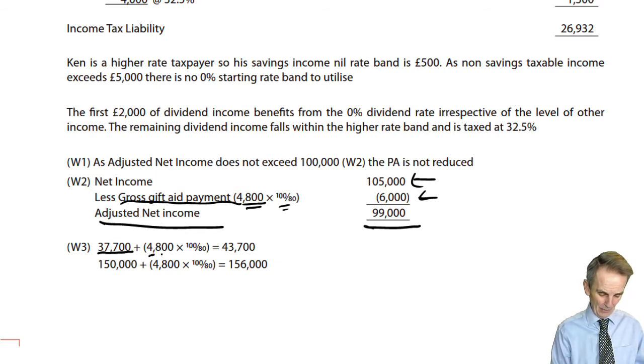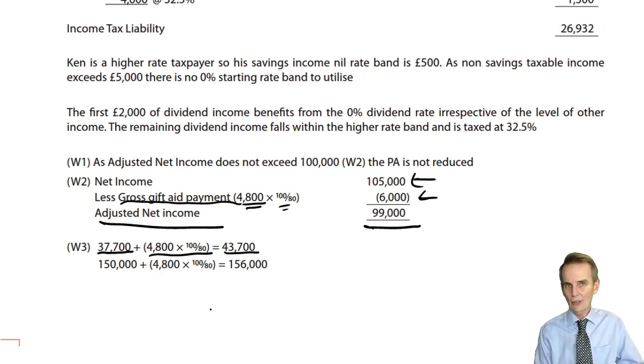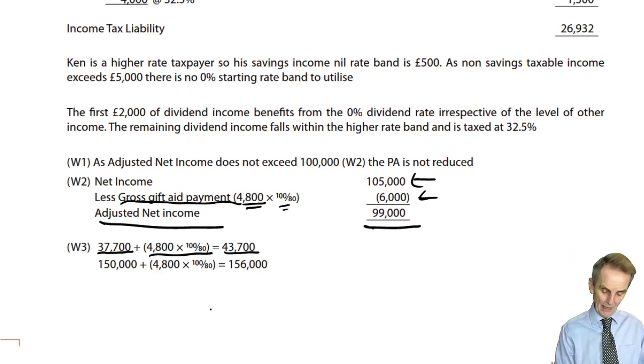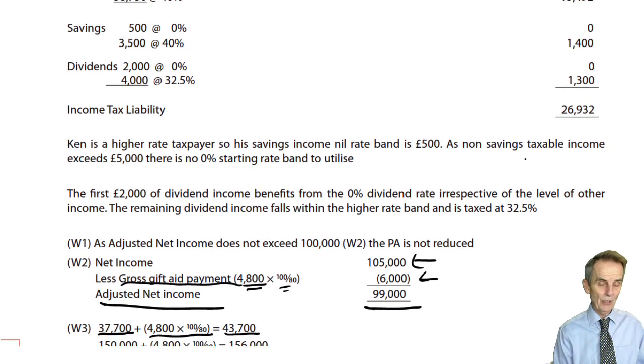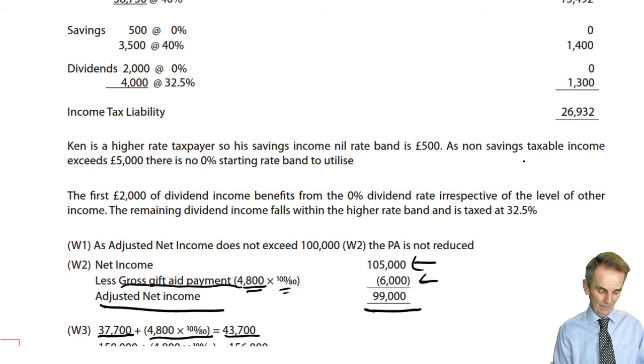That's 37,700 plus 6,000 is 43,700. Now again, we're not interested in the extended higher rate band limit. I've shown it as that's how you'd compute it there, but it's unnecessary here because we're not an additional rate taxpayer. We do not exceed the higher rate band limit.